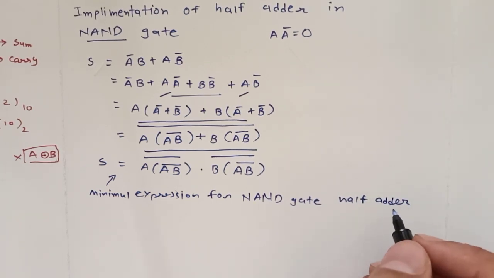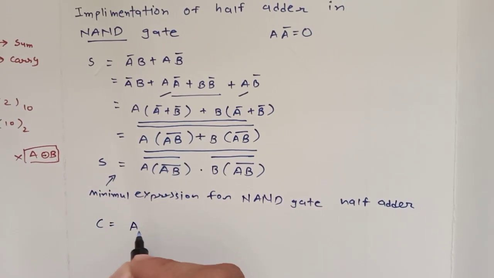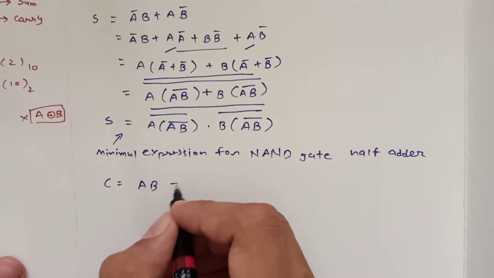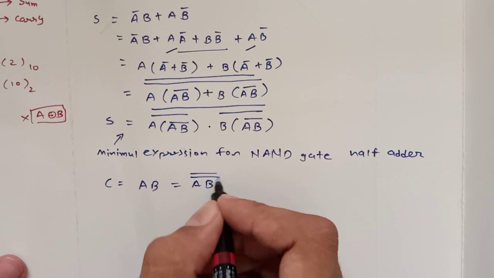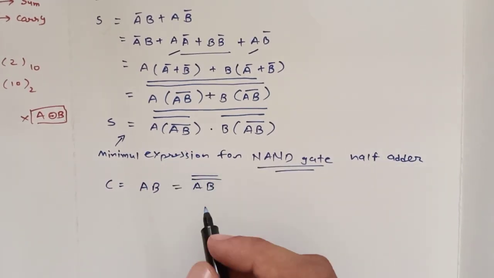Now the same we can do for carry, and carry is equal to A into B, which we already know. Carry is equal to A into B, so C is equal to A into B. Now apply 2 bars and that will give the NAND gate output. So we simply apply 2 bars.